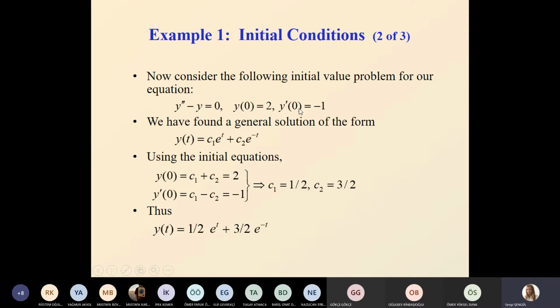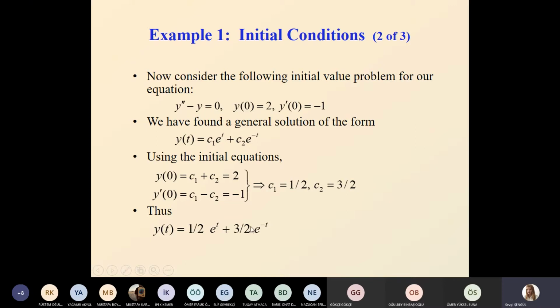And if you plug in 0 into this one, you will have C1 minus C2, which is going to be negative 1. And you need to solve this system. You have two variables, two unknowns, and two equations. So you can solve that. You can add these equations: 2C1 equals 1, C1 equals 1 over 2. If C1 is 1 over 2, plug it into one of these equations, and you will see that C2 will be 3 over 2. And once you plug it inside the general form of your equation, you can find the solution of your initial value problem like that.